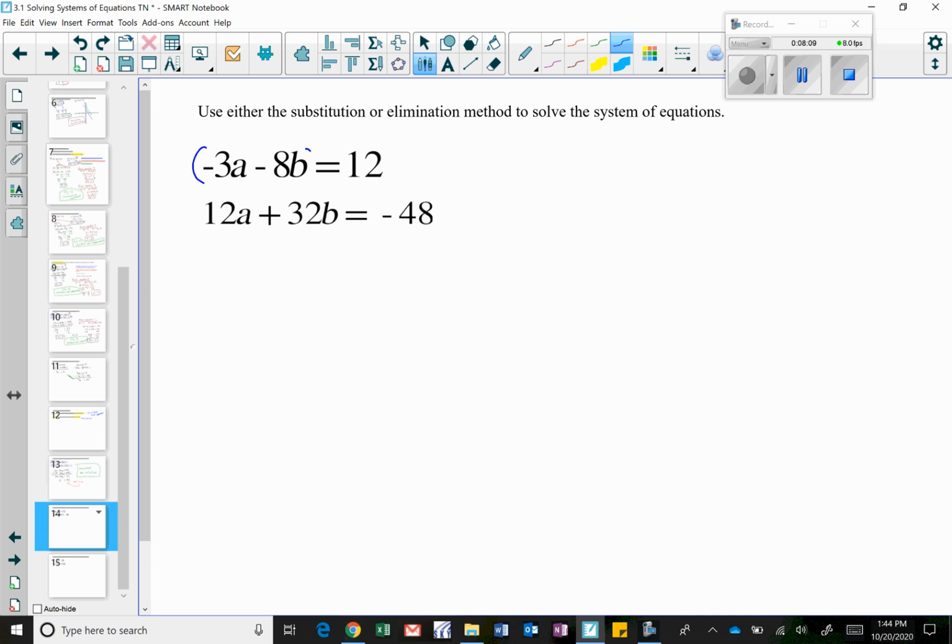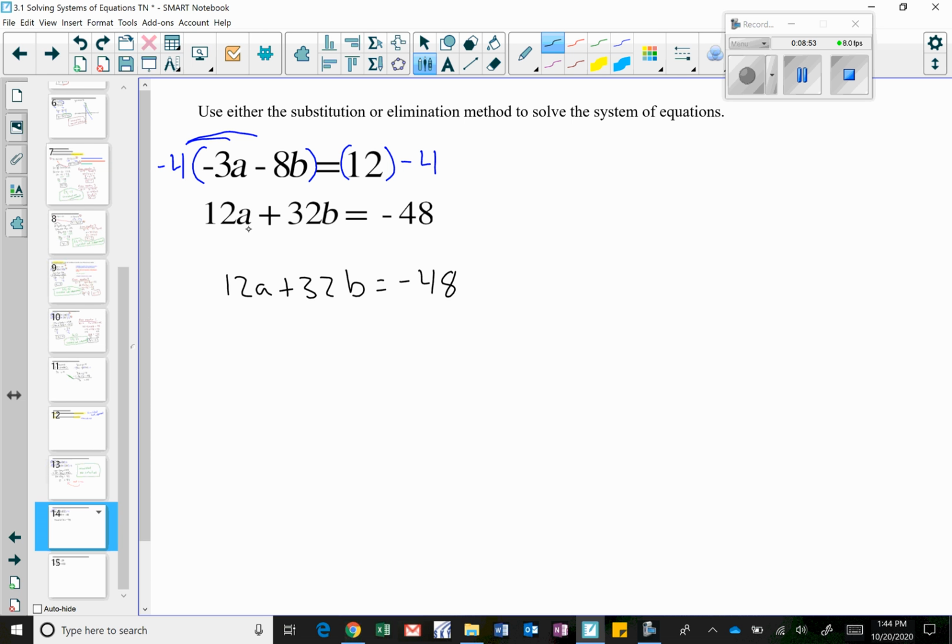Okay. So let's go ahead and match up our a's together. Right? I need to multiply the top equation by a number. Well, negative 3 times what gets me positive 12? Well, that would be negative 4. So let's multiply the top equation by negative 4. So when I multiply that top equation by negative 4, distribute that negative 4 through, and I get negative 4 times negative 3a is a 12a, and negative 4 times negative 8b is a plus 32b, and 12 times negative 4 is negative 48.